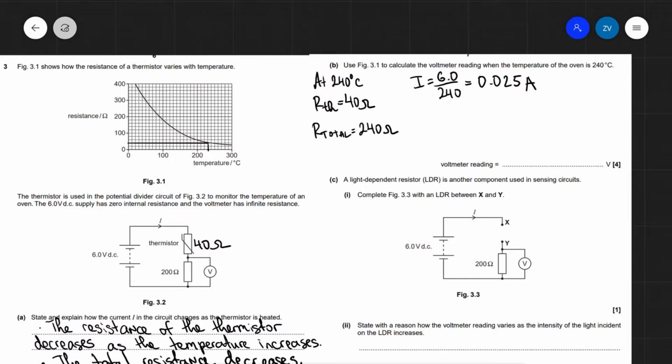That's going to give us 0.025 amps. Okay, so now that we know the current that is going all the way through this circuit, we could calculate the voltmeter reading just using V is equal to IR as applied to this thermistor over here. So we know the current is 0.025 multiplied by 200, and that's going to be equal to 5 volts.